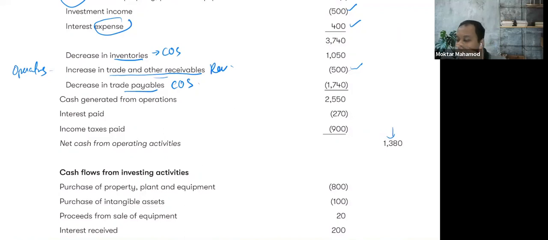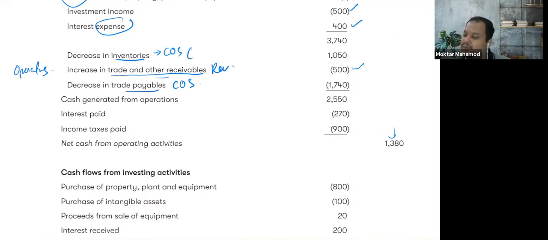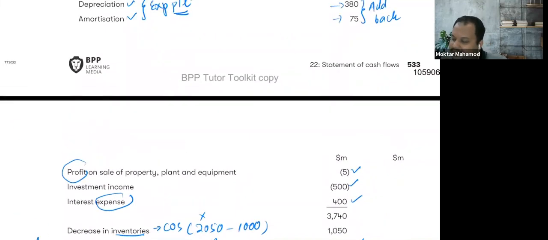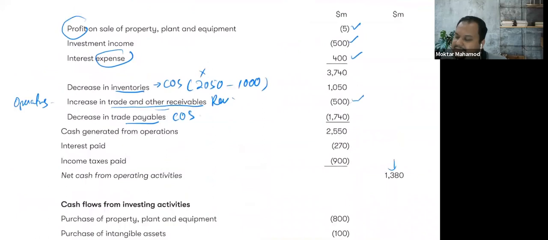Okay, very simple understanding to do this working. Memang kat sini je lah. For example, I just throw the figure 2050 minus 1000. For example, this is from year 6. This is year 7. So it is a positive figure. A decrease in inventory is betul.